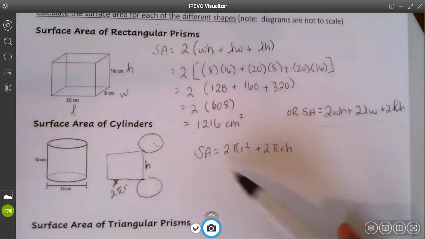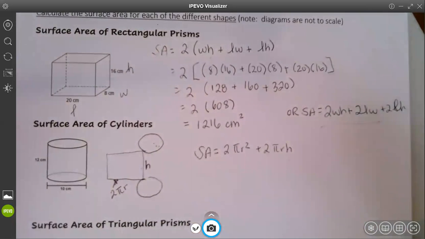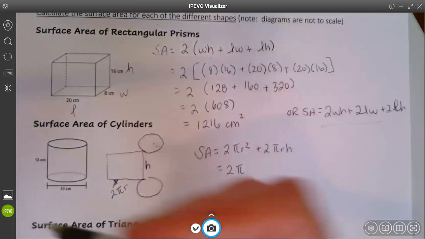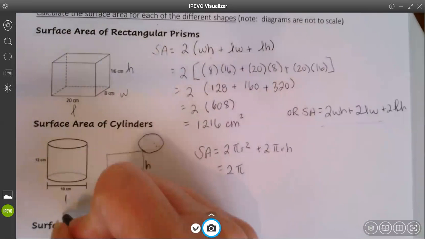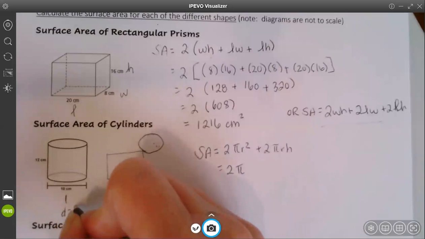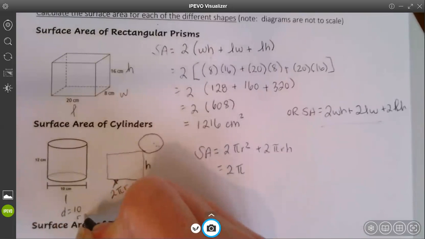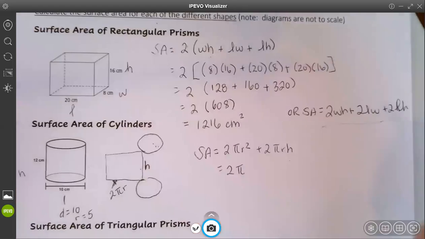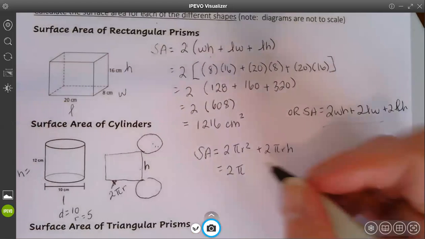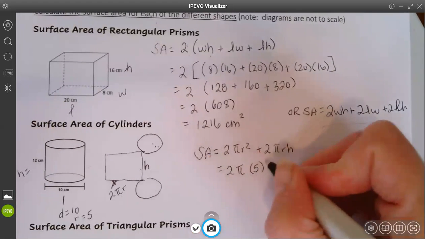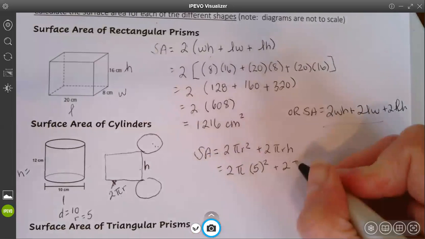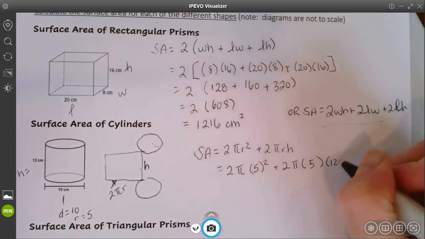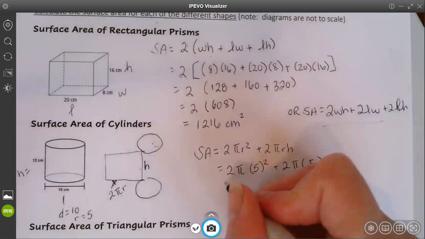So now that we've talked about the derivation, let's plug in the numbers that we have. So r is referring to the radius. When we look at our diagram, we are told that the diameter is 10 centimeters, so that means our radius is equal to 5, and the 12 represents our height. So our r value is 5, we substitute r with 5, and then we proceed. r is 5, h is 12, and now we're going to proceed with order of operations.